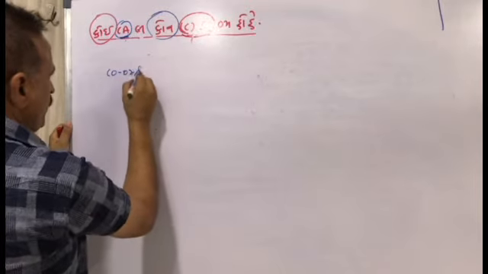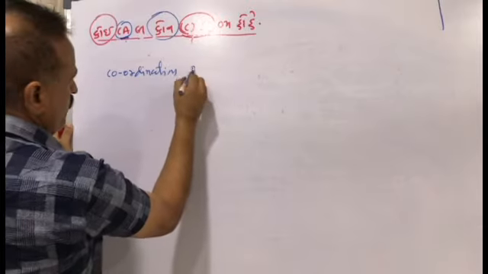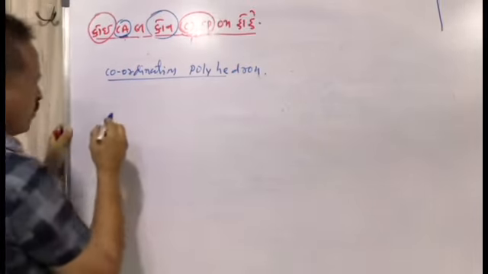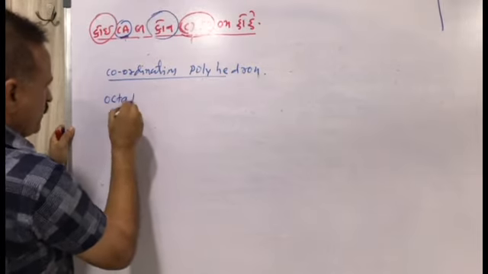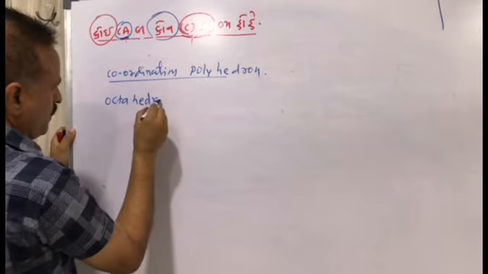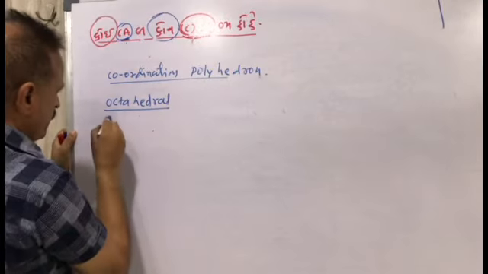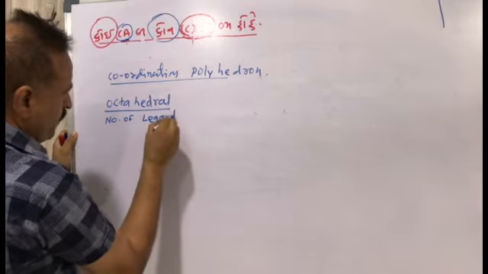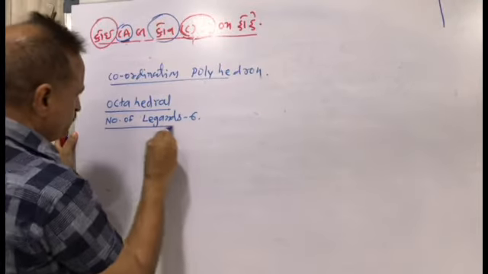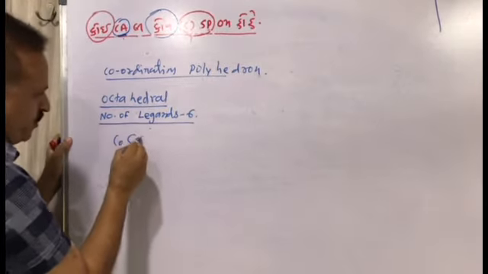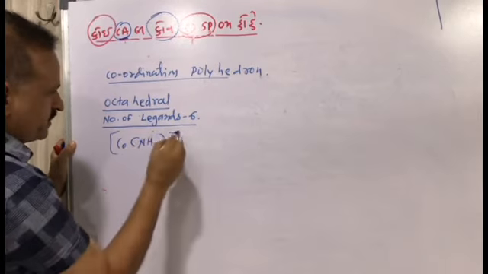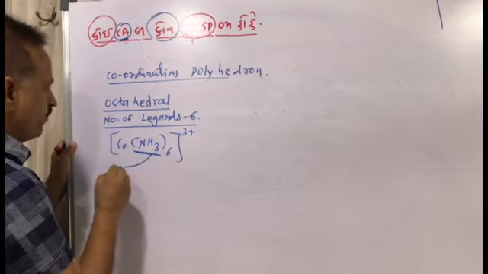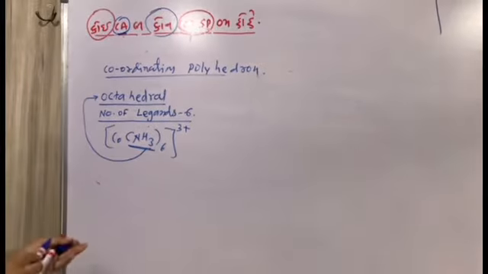Coordination polyhedron. So octahedral means the number of ligands is 6. If the number of ligands is 6, suppose we have Co(NH3)6 3 plus, here the number of ligands is 6. Then the geometrical shape will be octahedral.